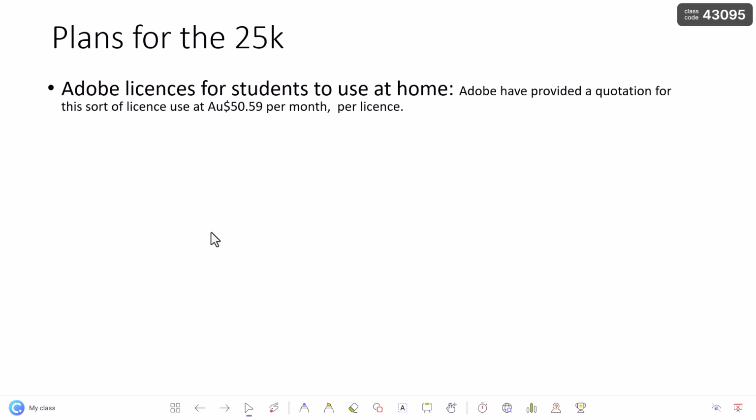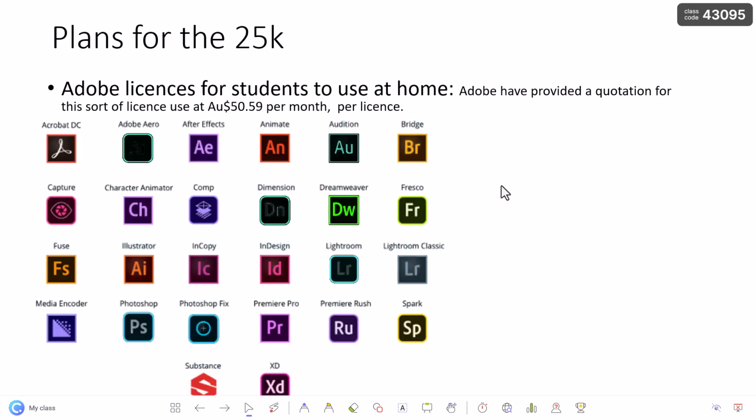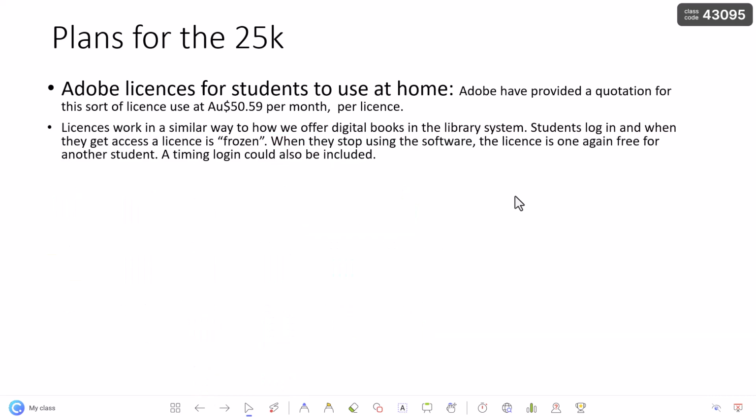I've talked to Adobe. These licenses are $50.59 per month, and I'll explain them now. Just so that you know, you get all of these apps with the Adobe license, and there's a number of those that are used in digital technologies, but also used by students who are doing the design and technology course as well. The licenses work in a similar way to how we offer digital books in the library system. Students log in, and when they get access to a license, that license becomes frozen. When they stop using the software, the license is once again free for another student to use.